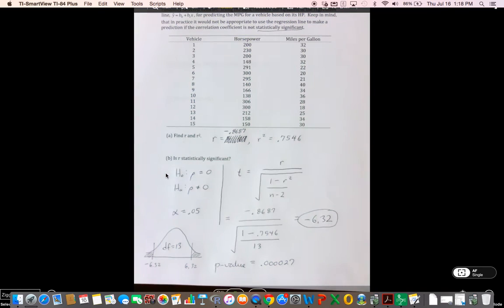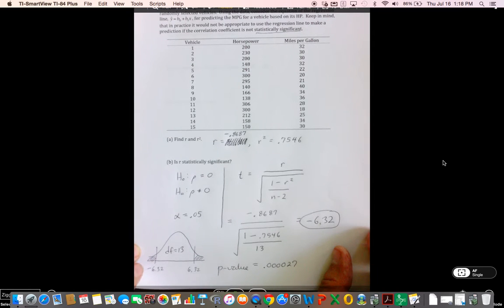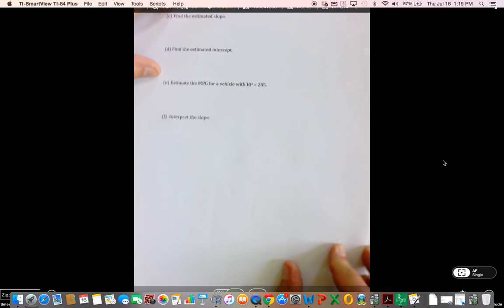So it makes sense now to create our linear model, not only to better explain the relationship between horsepower and miles per gallon, but to also use our model for prediction. All right, so next thing we get into is the information about our model.